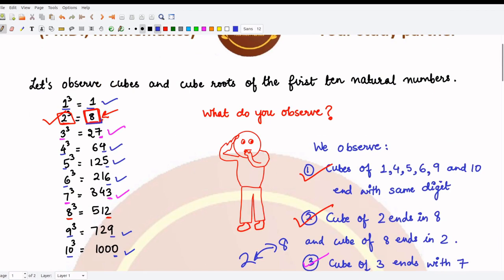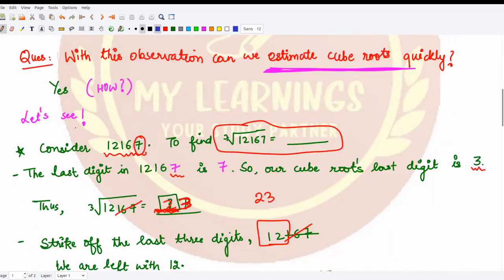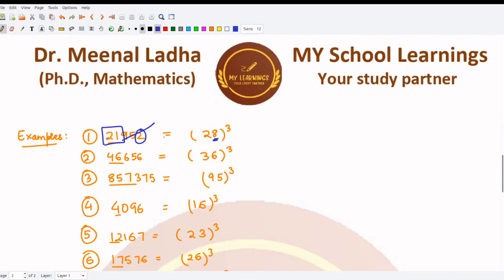So you see again 8 is less than 21, which is a cube of 2. So we take the number 2 here and put it in our example. So you see 28 into 28 into 28 would result in the number 21952, which was our number. So you see, without actual calculation, you are able to calculate the cube root of this number.